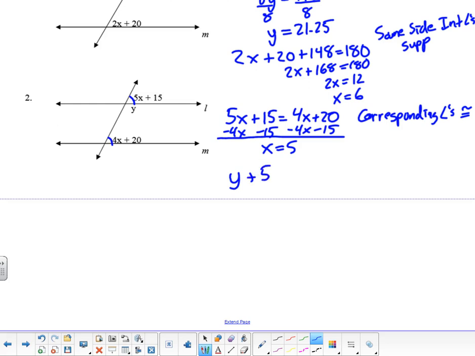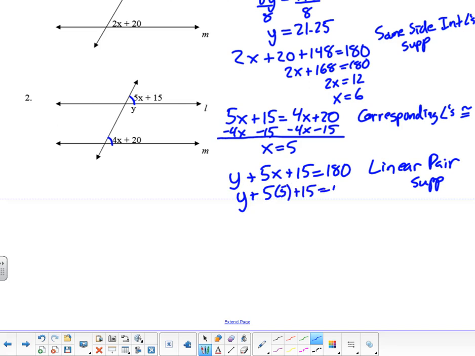y plus 5x plus 15 equals 180. Okay, that's a linear pair. And a linear pair is supplementary. We know what x is. x is 5. So 25 and 15 is 40. So that would be y plus 40 equals 180. So y equals 140.